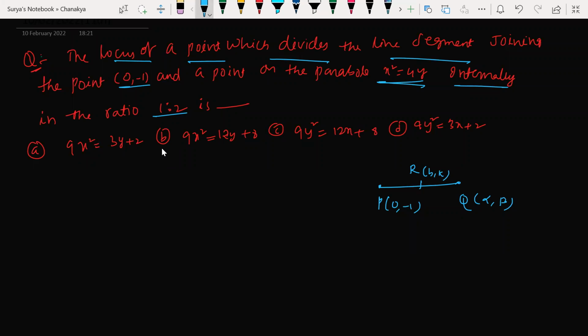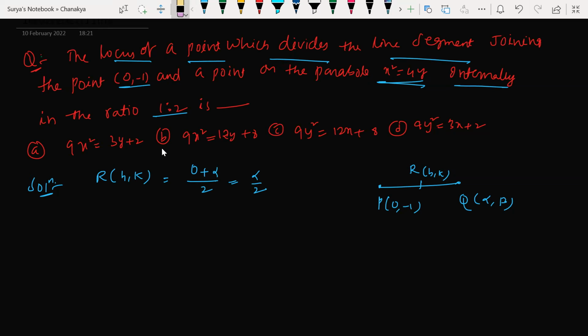We have to find out the locus of a point which divides the line segment joining this point and the point on the parabola internally in the ratio. Okay, so internal division here. Then what we have to do? R is the midpoint of PQ, which is nothing but (0 plus alpha) by 2, which is alpha by 2.